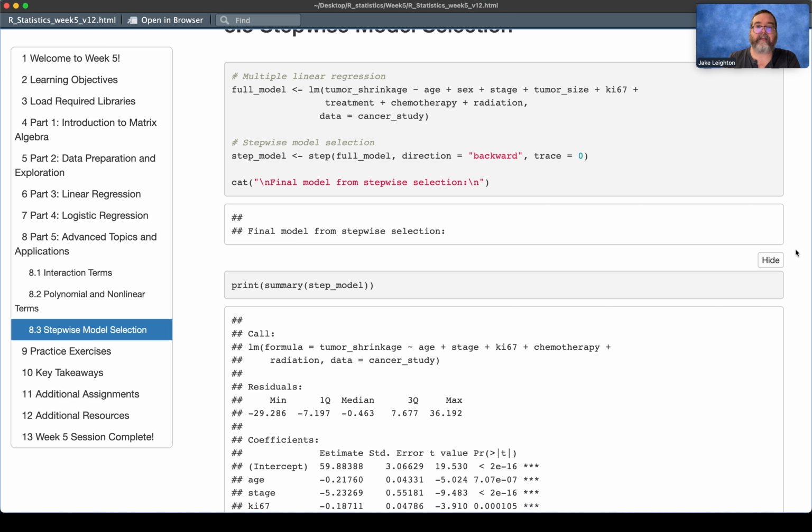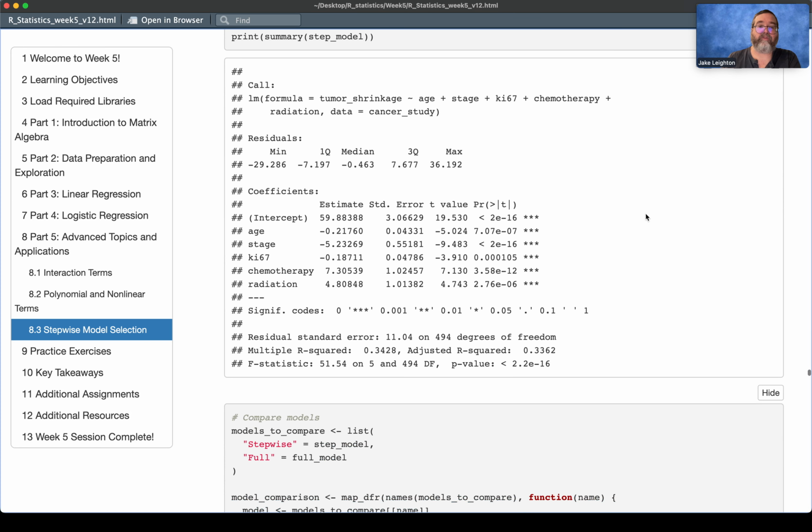When we do that, we see KI67, age, stage, sex. It looks to me like sex and tumor size have been taken out. So we have 1, 2, 3, 4, 5, 1, 2, 3, 4, 5. We lost sex, we lost tumor size, we lost treatment too. So we've cut off some of the fat, and let's look at the results.